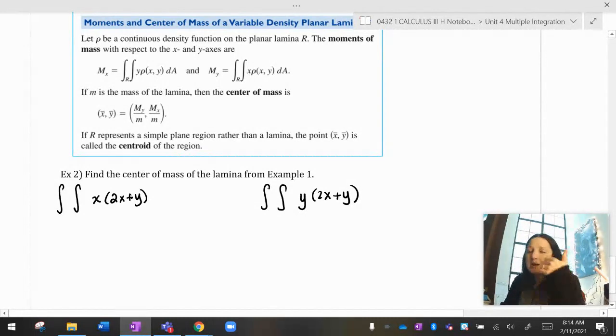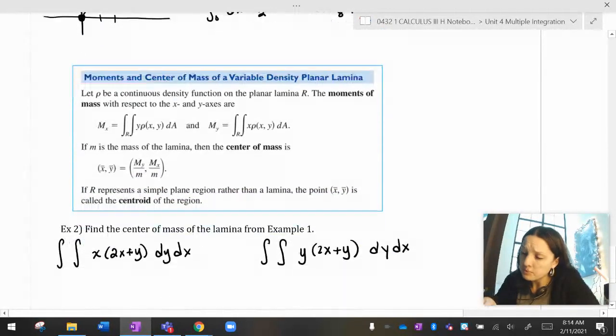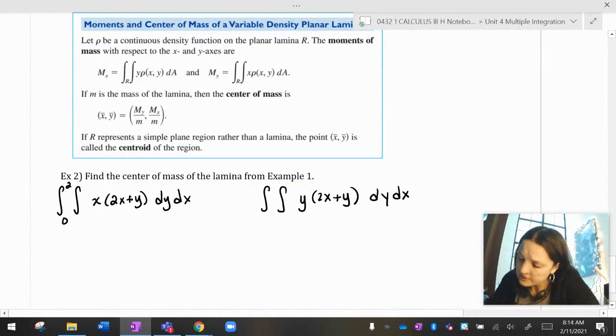And when I distribute that x and when I distribute that y, it's not going to make this any harder to integrate. So I'm going to stick with dy dx on both of these. And then I'm also going to get to keep my region on both of these, which was 0 to 2 for x and 3/2 x to 3 for y.